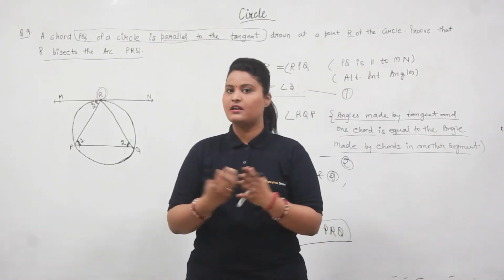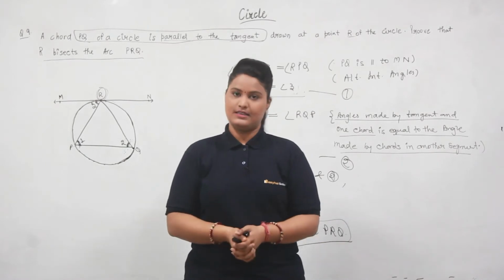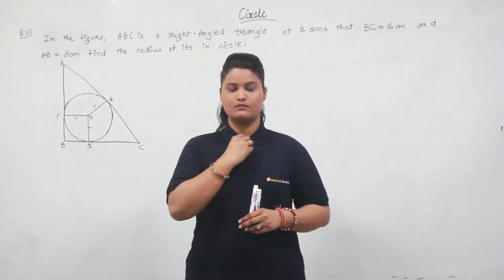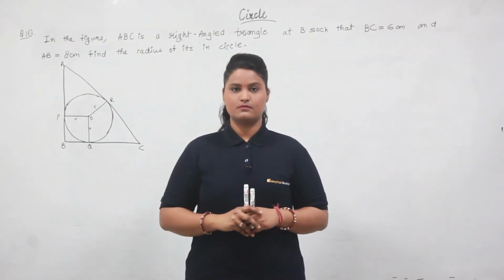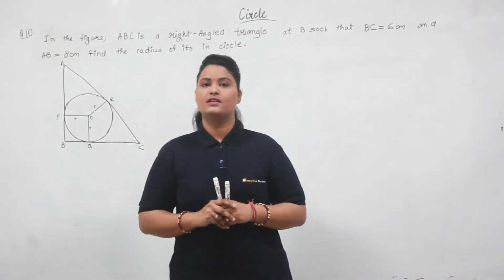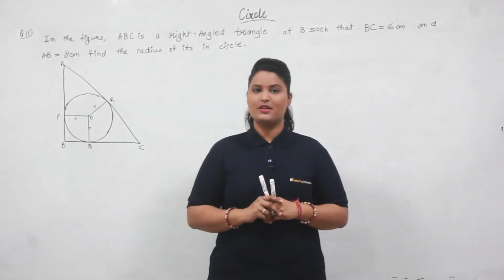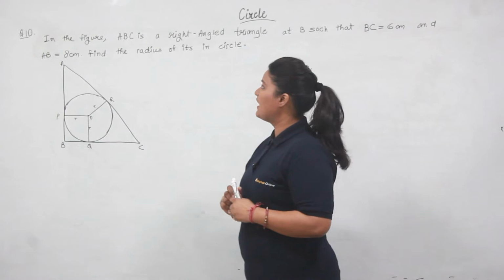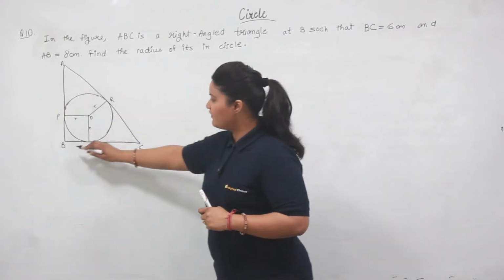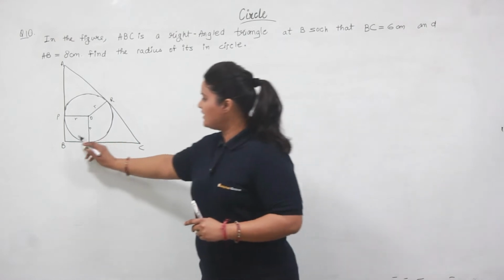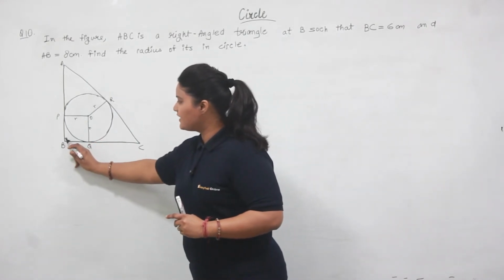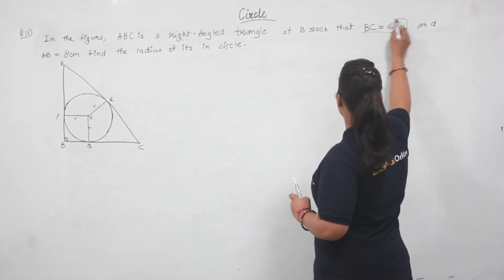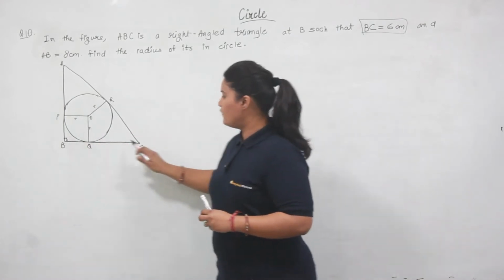Now we will make another question, question number 10 of the series. Now class, this is the last question of the series, question number 10. In this question, it is given that ABC is a right angle triangle, with a 90-degree angle at B, such that BC is equal to 6 centimeter. The length of BC is given.